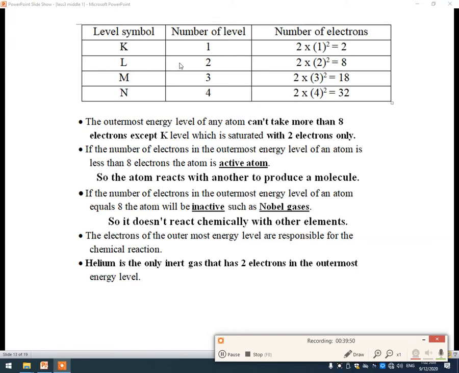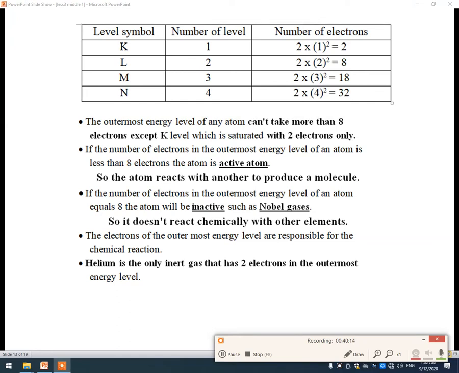Okay. For the energy level L, the L is number 2. It's the second energy level. So the number of electrons inside it will be 2 times n, number 2. 2 times 2 power 2, 2 power 2 is 4. So 4 times 2, 8. So if I ask you, the L level is saturated by how many electrons, it will be 8.